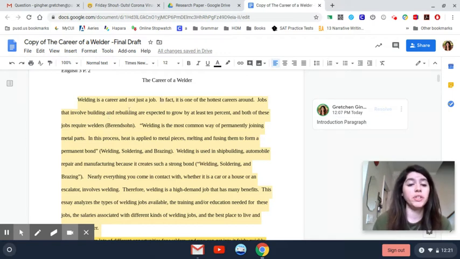Jobs that involve building and rebuilding are expected to grow by at least 10%, and both of those jobs require welders. Now, if you notice here, this author, my student, already has a quote, and that's okay. Your second or third statement in your intro can have a quote in it. If you notice, they didn't put quotation marks around it, and that's because they paraphrased. So they're still giving the author who wrote it the benefit, but they, for the most part, paraphrased.